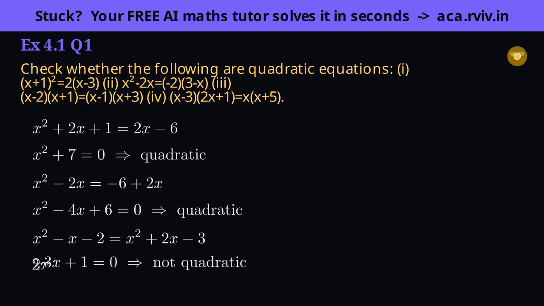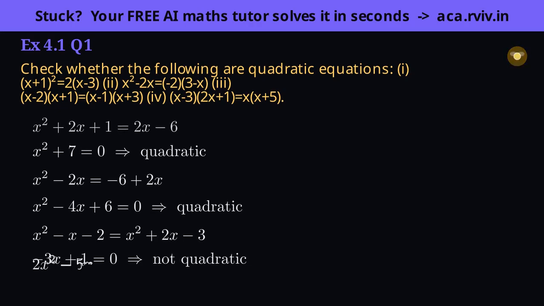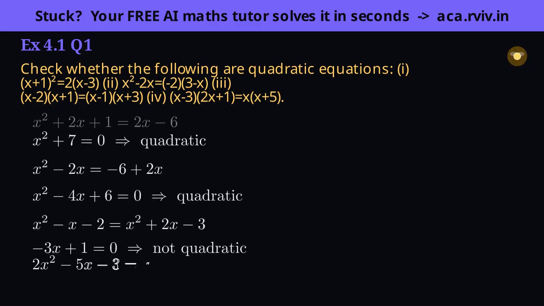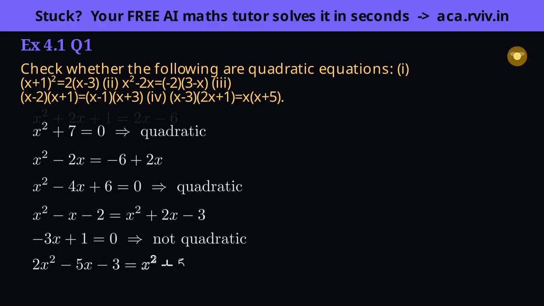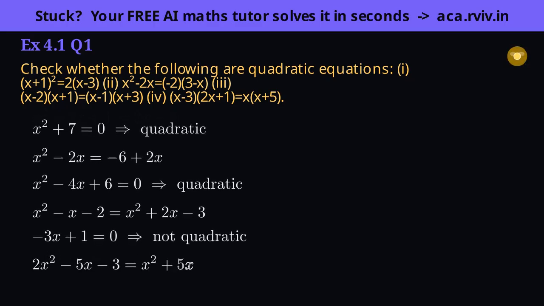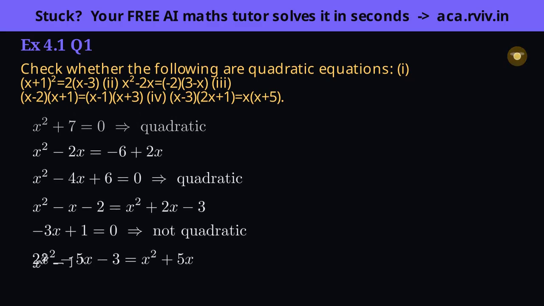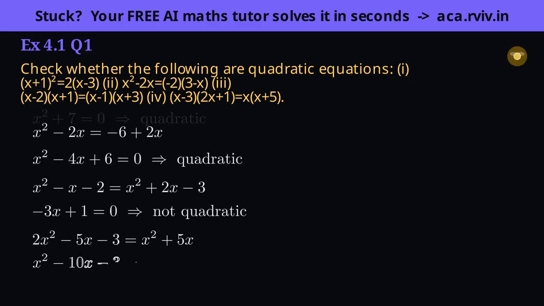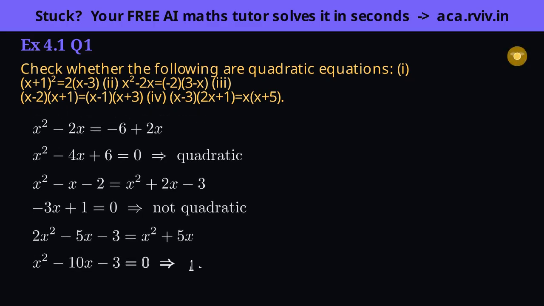Part 4. Expand both sides. Left is 2x squared minus 5x minus 3, right is x squared plus 5x. Bring everything left. The x squareds don't fully cancel. 2x squared minus x squared leaves 1x squared standing, so this is quadratic.